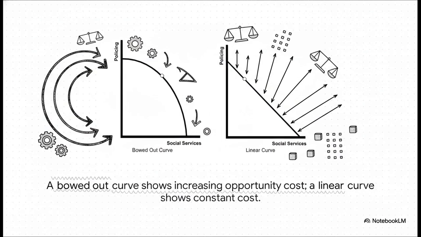You've probably noticed that the curve is bowed out, right? It's not a straight line. And there's a really important reason for that. A straight line would mean the trade-off is always the same. But in the real world, resources aren't perfect substitutes for each other. As you shift more and more towards one thing, the trade-off actually gets steeper. We call this the law of increasing opportunity cost.